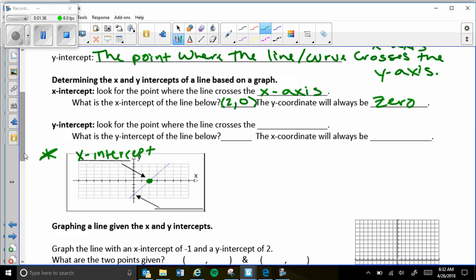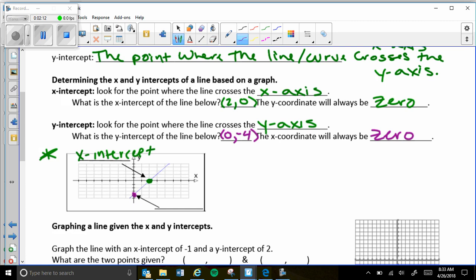For the y-intercept, again, we look for where the line crosses the y-axis. So using our graph below, what is the y-intercept? So now we're looking at our vertical line, our y-axis, crosses right here. So what is the ordered pair? Well, did we go left or right any? No, which means the x value is 0, and then we went down 4, so -4. The x-coordinate will always be 0 when we're talking about the y-intercept.